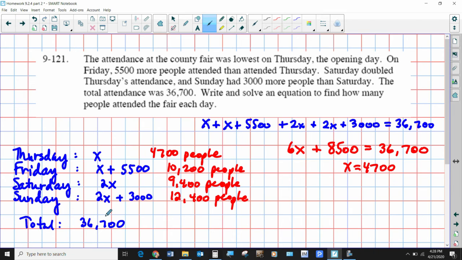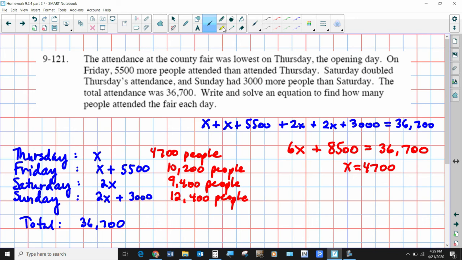And then the last problem is a 5D process kind of a word problem. You got 4 days of the week here. What is this about? The attendance at the county fair was lowest on Thursday, the opening day. On Friday, 5,500 more people attended than on Thursday. Saturday doubled Thursday's attendance, and Sunday was 300 more than Saturday.